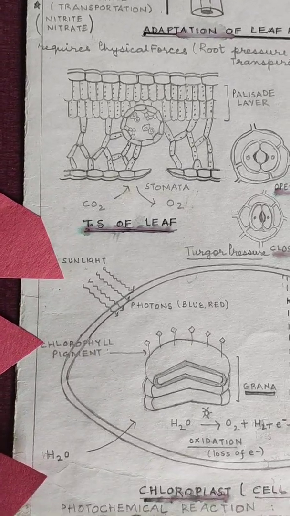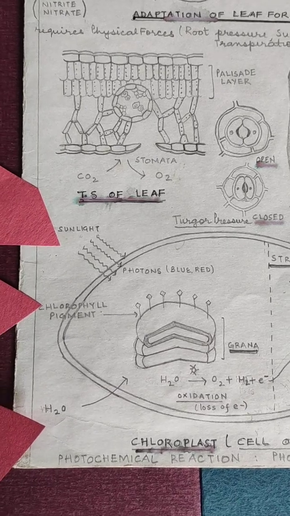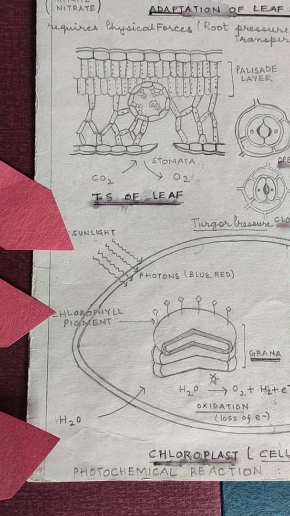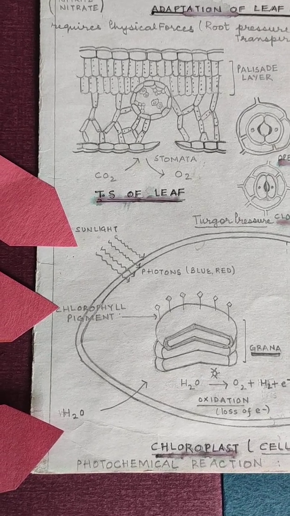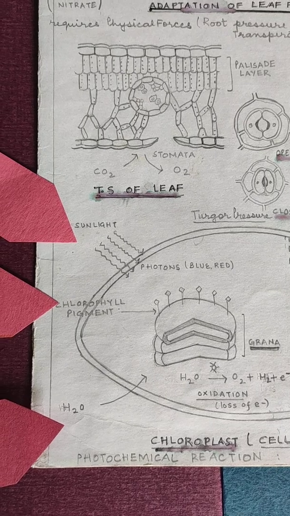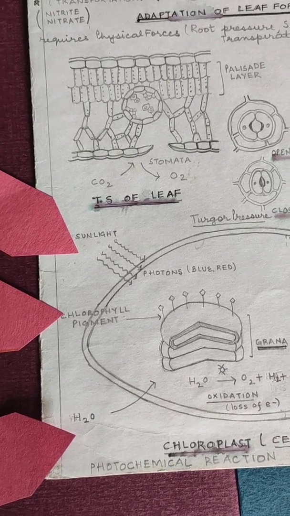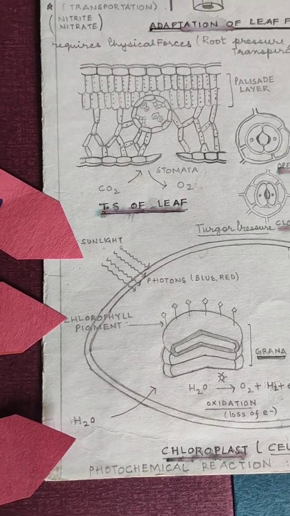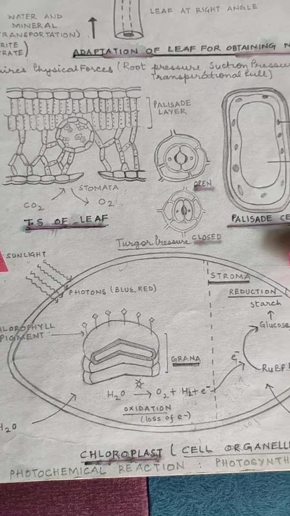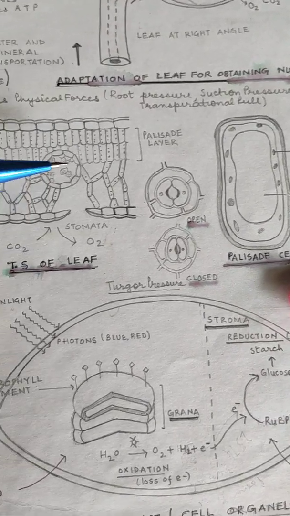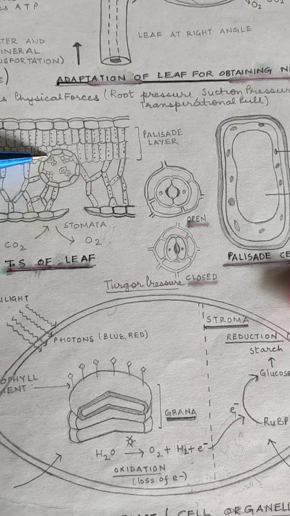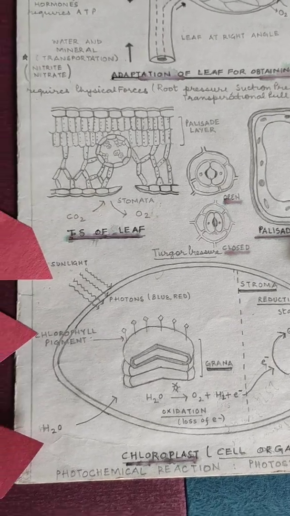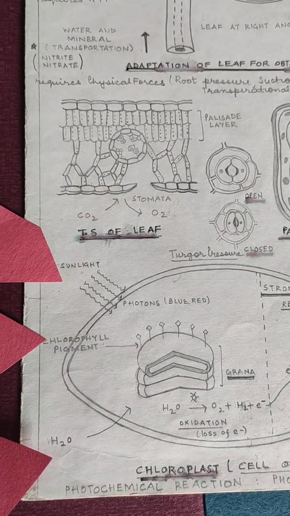If you look into the structure of the leaf, the transverse section shows the upper and the lower layer. The upper layer has the palisade layer, the lower has spongy parenchyma, and the lower epidermis has openings of stomata for the exchange of gases. The central portion shows the xylem and the phloem for the uptake of the material.